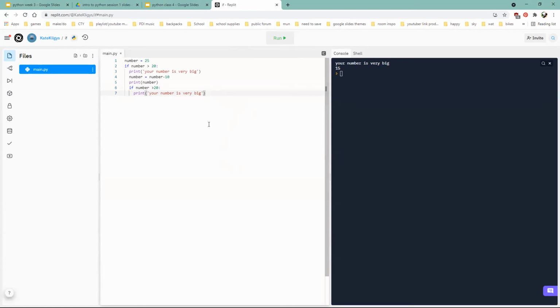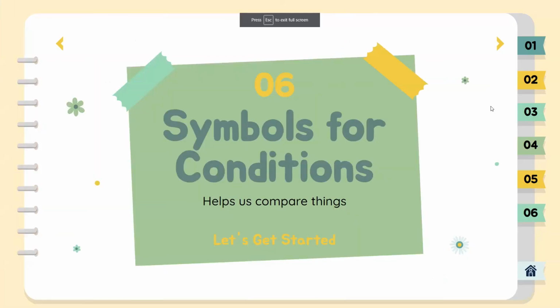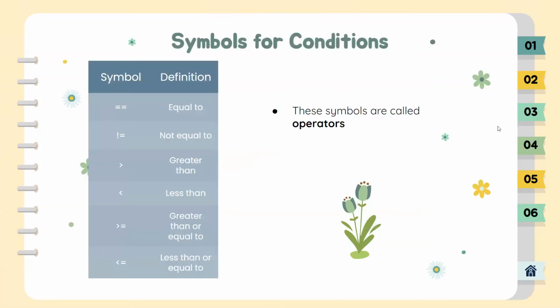So going back to the presentation, we have symbols for conditions, which help us compare things. These symbols are called operators, and you can use them in if statements to express what you want to do. So this is equal to, this is not equal to, this is greater than, and this little arrow is less than. The arrow and then the equal sign is greater than or equal to, and then the arrow facing the other way and the equal sign is less than or equal to.